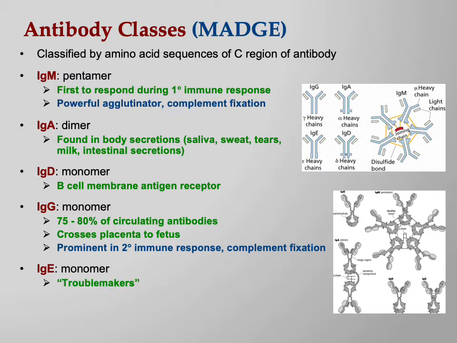These are the troublemakers. These are the ones that are found on mast cells and basophils, all right? And they're going to stimulate the release of histamine, all right, to produce inflammation, so you can help fight the bad guys. These are the ones, though, that have a tendency to sort of overreact, all right?